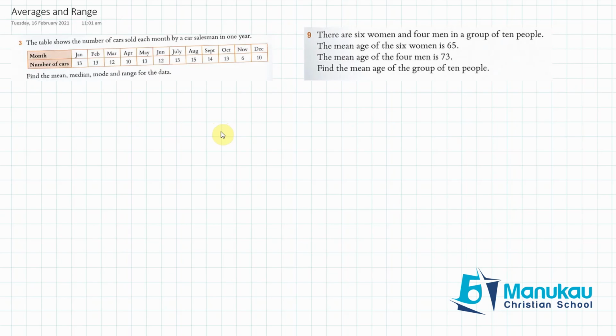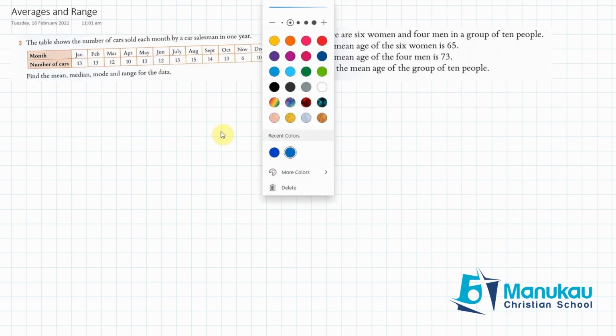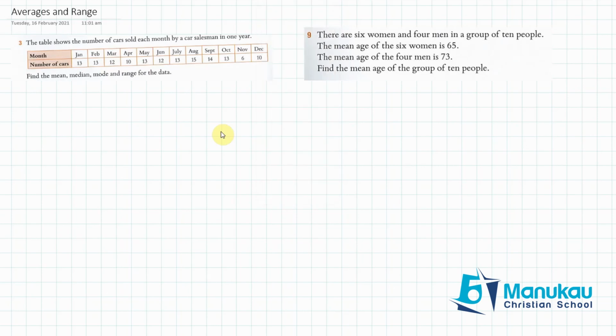So I'm just going to do a couple of questions here. The first one is a fairly simple one. We're trying to work out the mean, median, mode, and a range for all of this data here. So first of all, I'm going to talk about the mean.